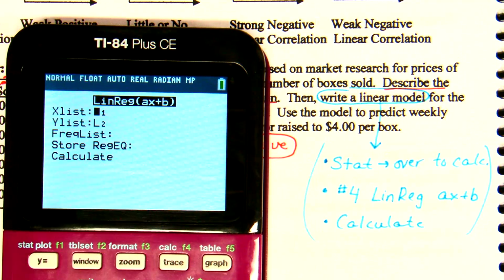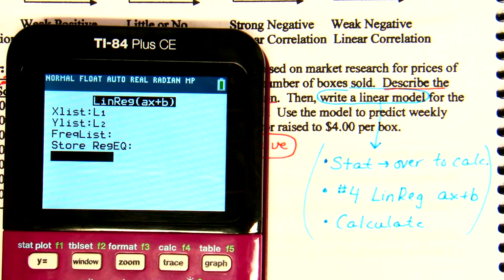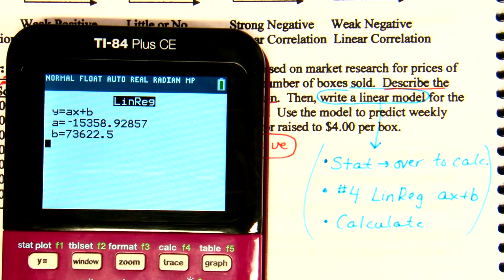Notice there's some choices, yes? The biggest thing to make sure of: did you put your x values in L1, your y values in L2? So in our case, did you put price in L1 and boxes sold in L2? Otherwise, adjust those as necessary. If there's nothing else that needs adjusted, go down and hit calculate. And if we all entered the same data, we should all come up with the exact same answer.